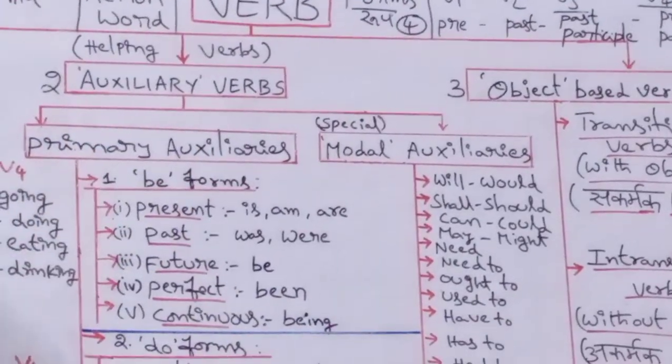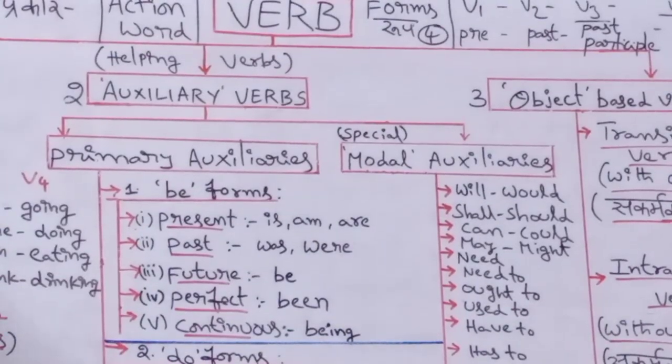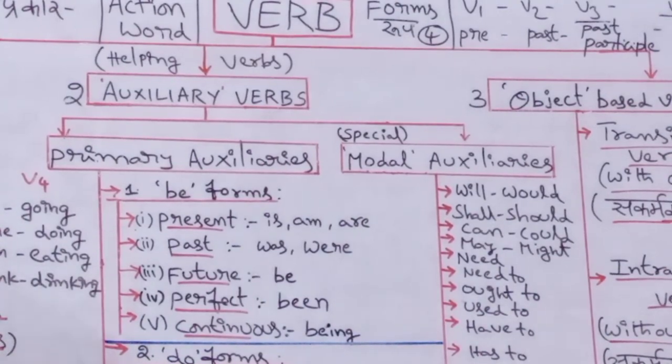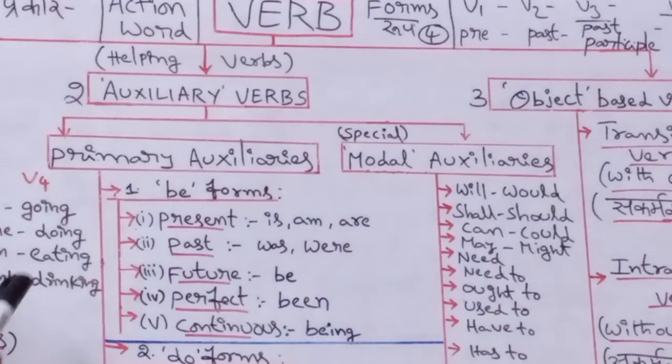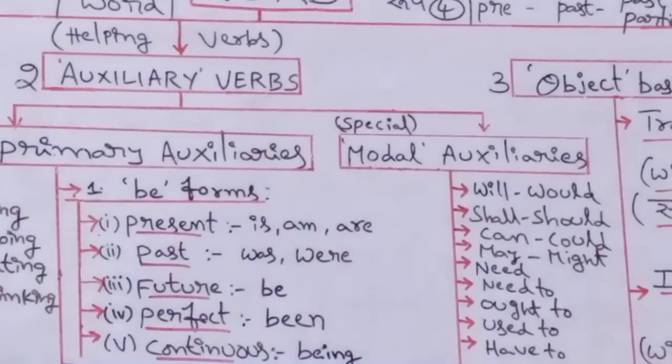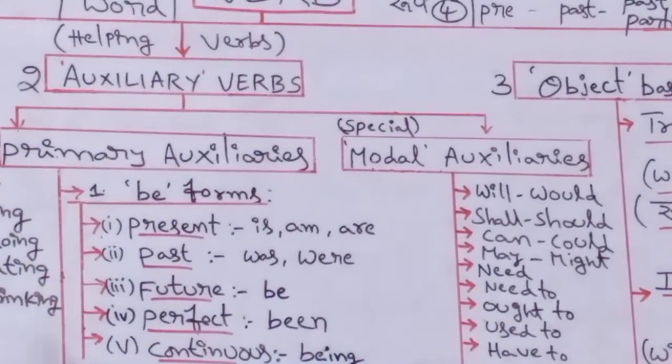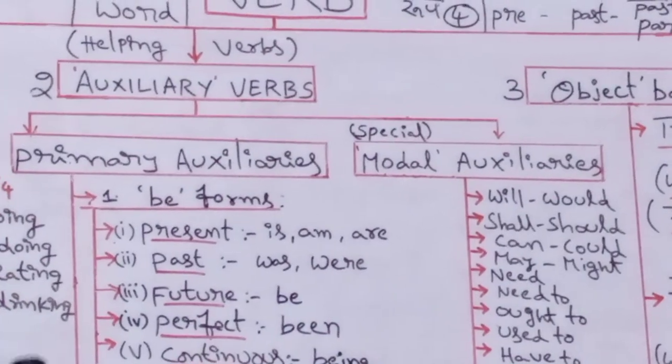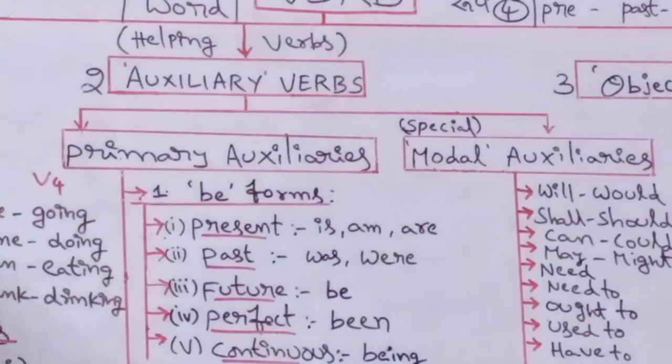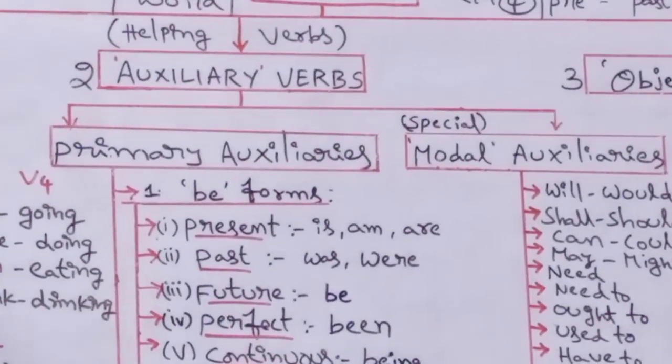The second type is auxiliary verbs. Auxiliary verbs are otherwise known as helping verbs. And now if you focus on the primary auxiliary verbs, they are again three types, I told. Be forms, first one. Be forms.